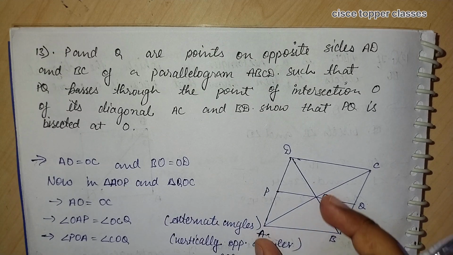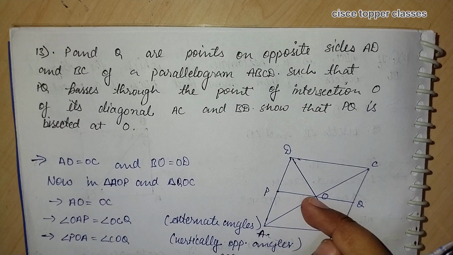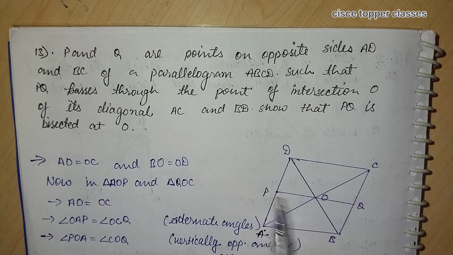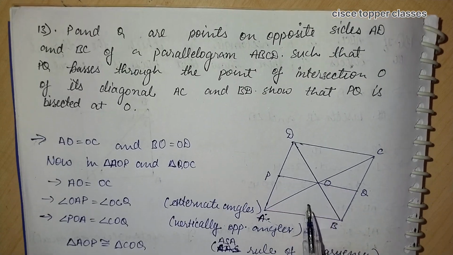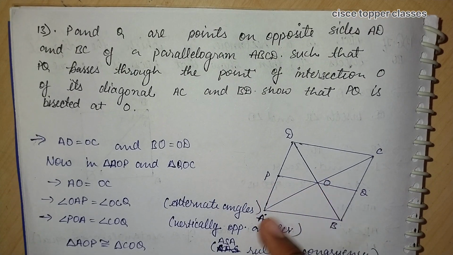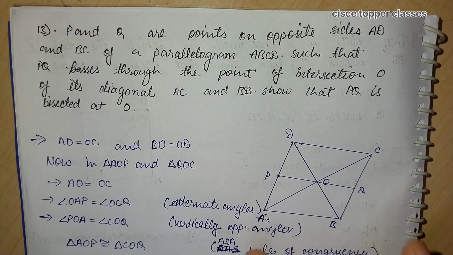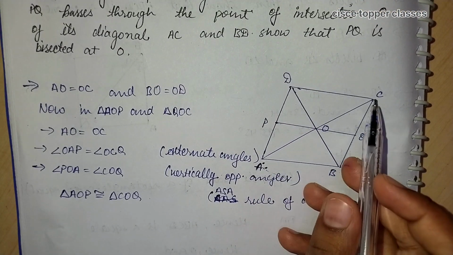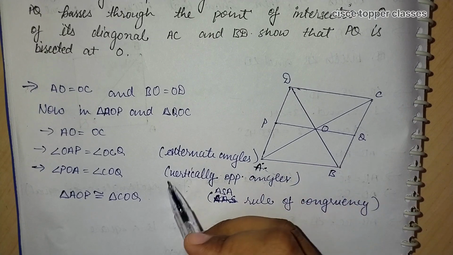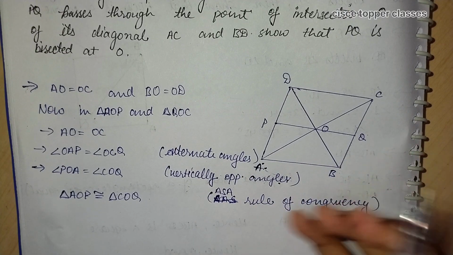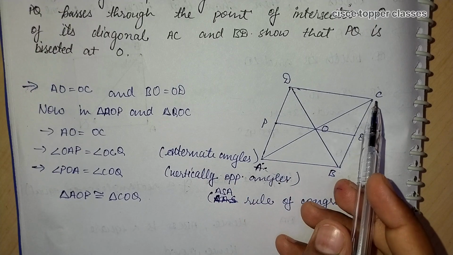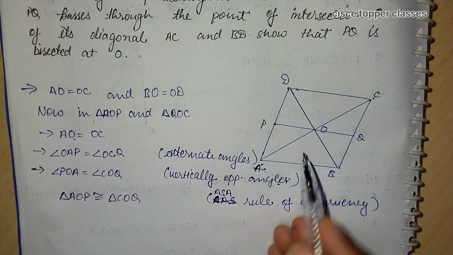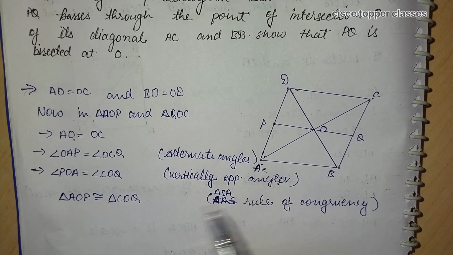From here we can simply say that OA is equal to OC and BO is equal to OD because these are diagonals. And now in triangles AOP and COQ, AO is equal to OC and angle OAP is equal to angle OCQ because these are alternate angles. And now angle POA and angle COQ are equal because these are vertically opposite angles. And simply we can prove that triangle POA is congruent to triangle COQ by the angle side angle rule of congruency, because this is a side and these are also angles.